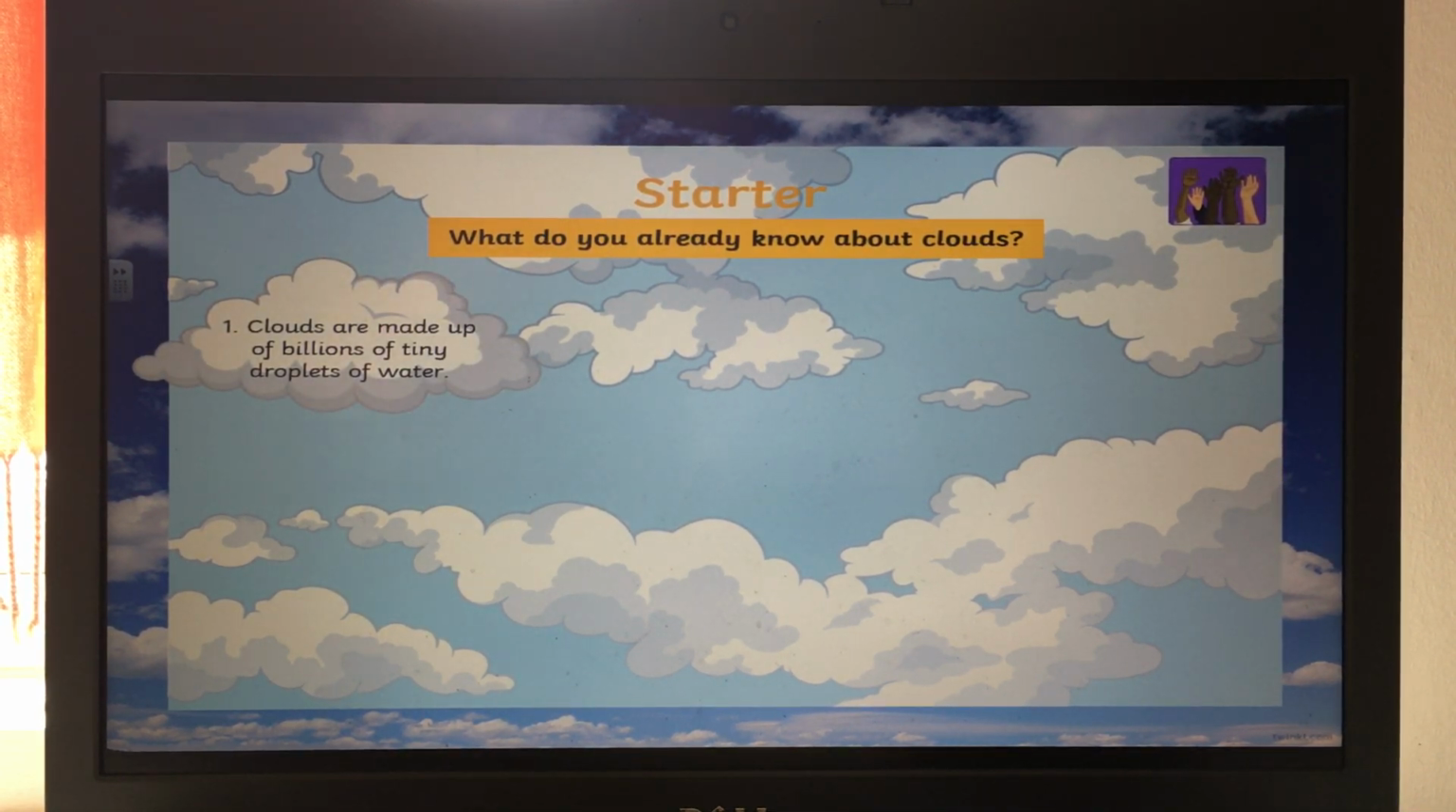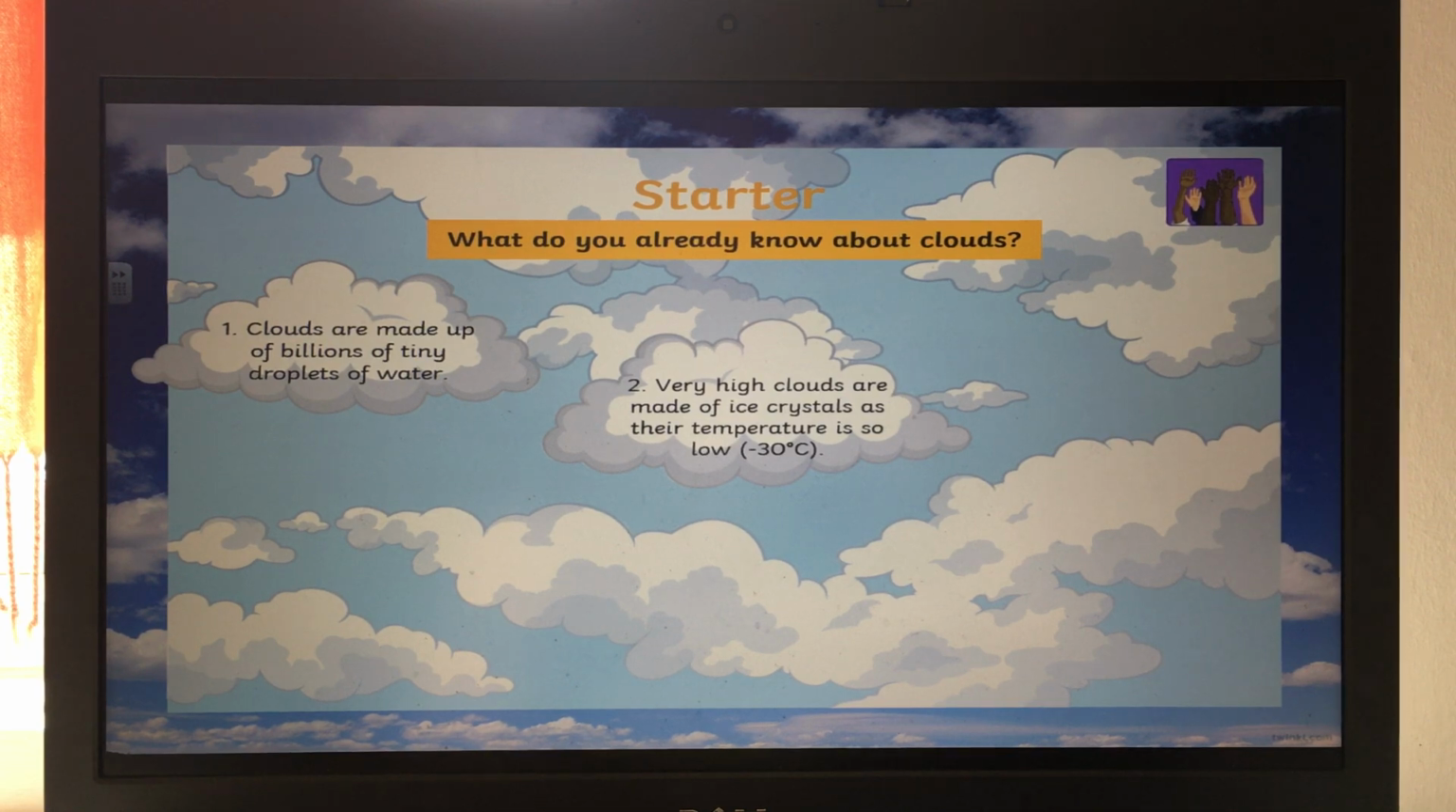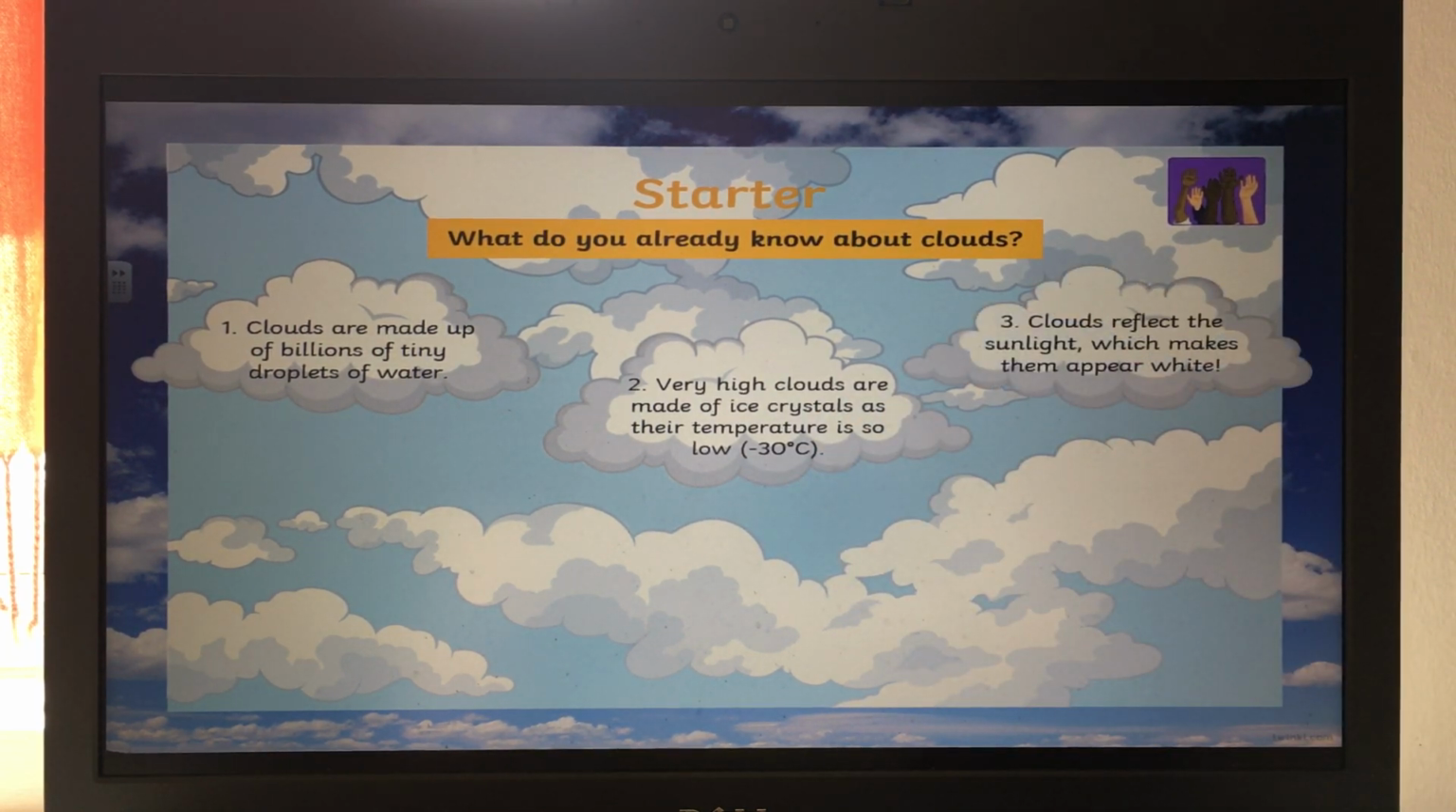So, we know that clouds are made up of billions of tiny droplets of water. You may or may not know that very high clouds are made of ice crystals as their temperature is so low, so less than or minus 30 degrees centigrade. Clouds reflect sunlight, which makes them appear white.